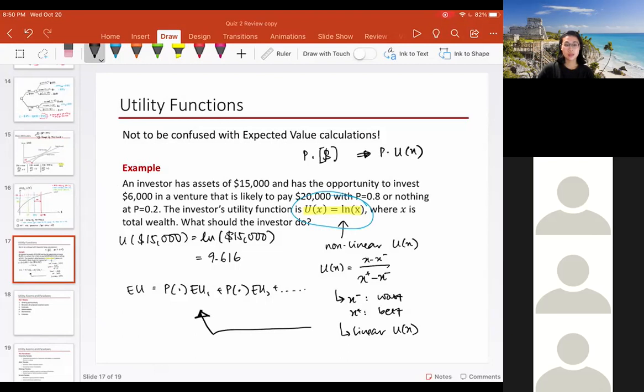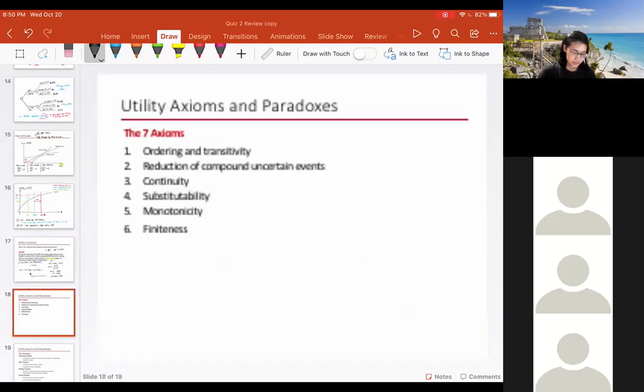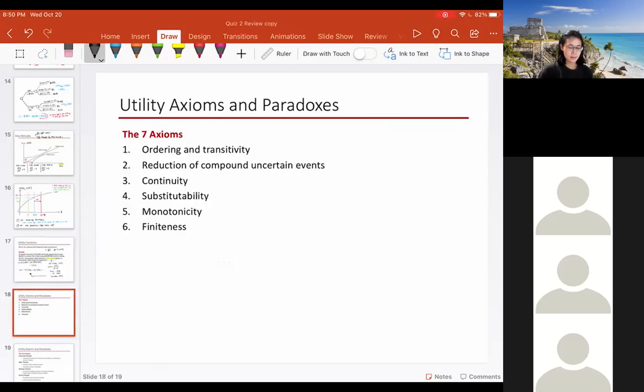So if that makes sense, I'll move on to utility paradoxes. The ones that really matter are ordering and transitivity, and substitutability. Yeah, these two. Let me double check.